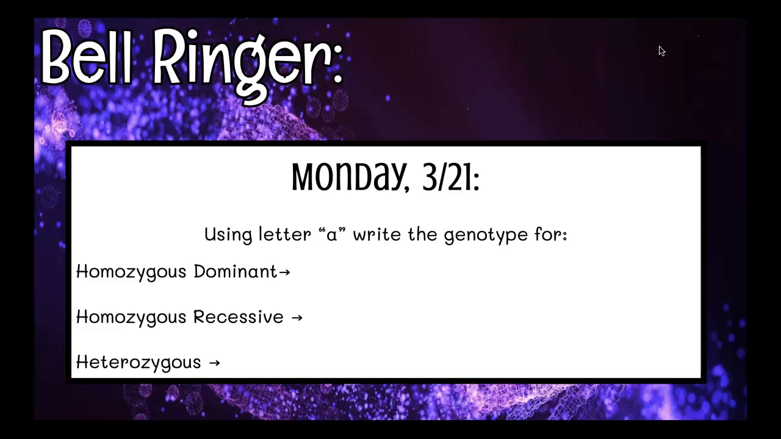So your bell ringer today says, using the letter A, write the genotype. You got to know that a genotype is your letter combination, okay? So you're doing a letter combination for homozygous dominant. Homo means same, dominant is a capital letter, so you would have two of the same capital letters, so big A, big A. Then we have homozygous recessive. Once again, homozygous is same, recessive is lowercase, so it would be two of the same lowercase a's, so little a, little a. And then heterozygous means different, so you'll have a capital A and a lowercase a for that genotype.